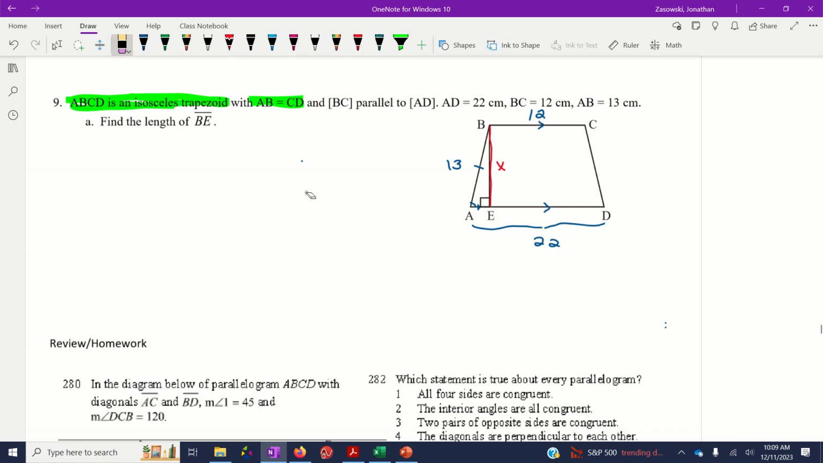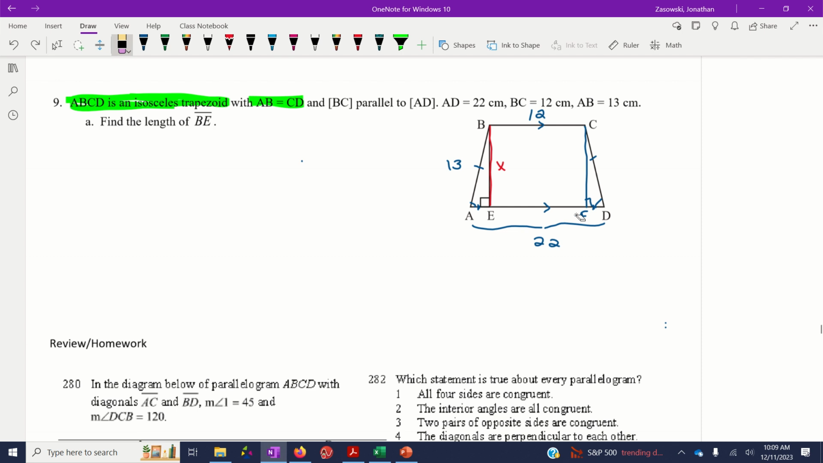With number 9 here, we're starting with an isosceles trapezoid, and we have AB equal to CD. So we know that these two legs are equal. Now, anytime we see this altitude being drawn in, we almost always want to add another altitude on the other side here. So if we drop another altitude from C, we'll call this point F.